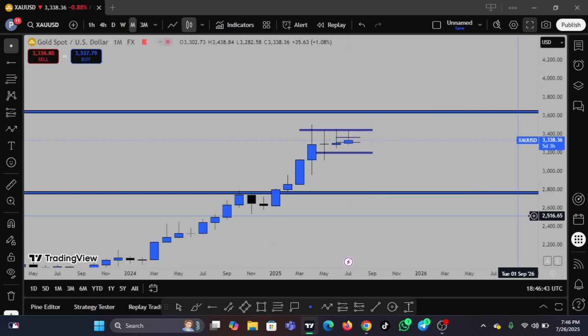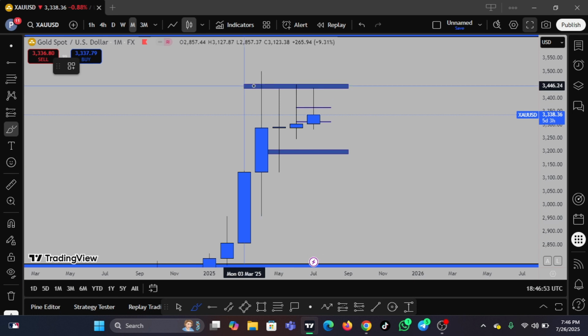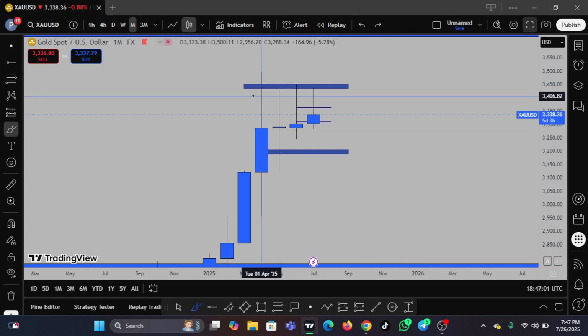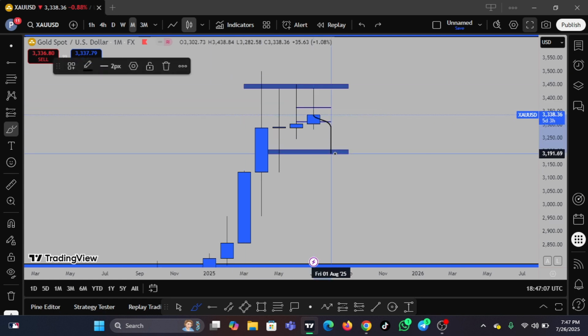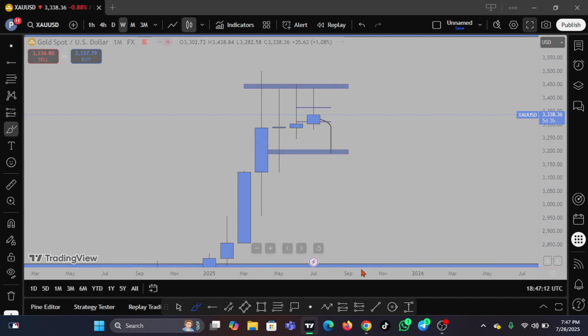So let's go down to the monthly chart. On the monthly chart, we are seeing that for the past 4 months, gold has been rejecting this level, the 3,450. Gold has been rejecting right from there. We have a lot of sellers sitting right here. So on gold, I'm expecting price to drop lower to this zone. We are going to see that zone very clearly on the weekly chart.